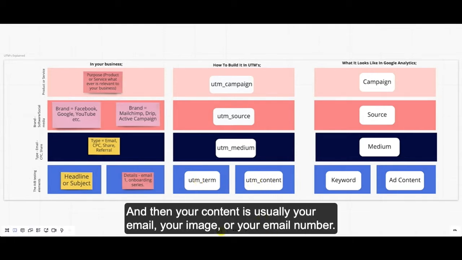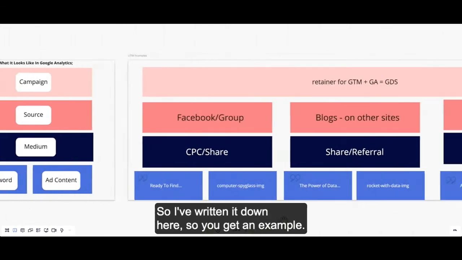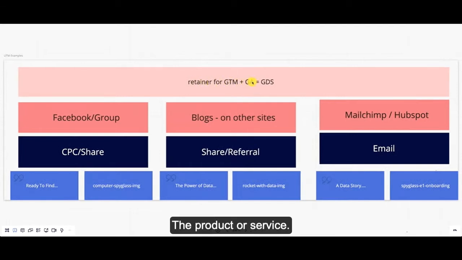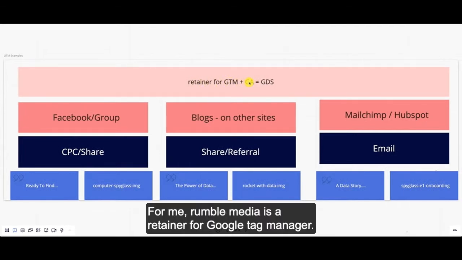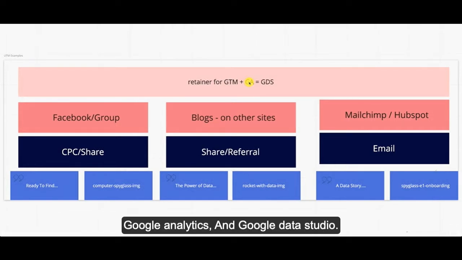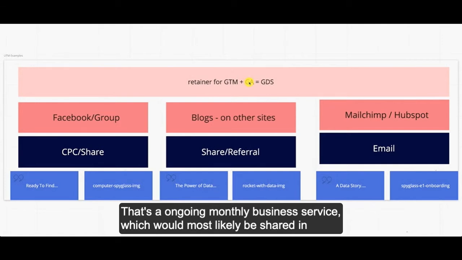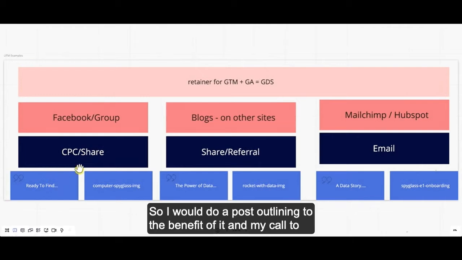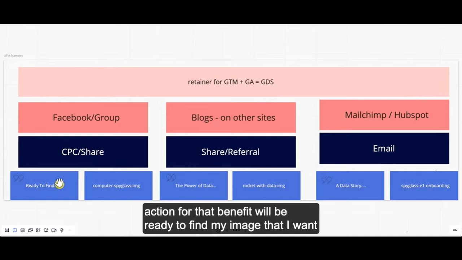And then your content is usually your image or your email number. So I've written it out here so you get an example. The product or service for me, Rumble Media, is a retainer for Google Tag Manager, Google Analytics, and Google Data Studio. That's an ongoing monthly business service, which would most likely be shared in LinkedIn, blogs, and MailChimp in my email. So I would do a post outlining the benefit of it, and my call to action for that benefit will be ready to find.